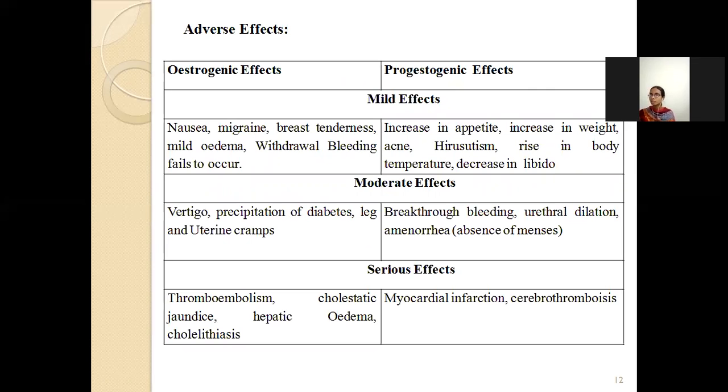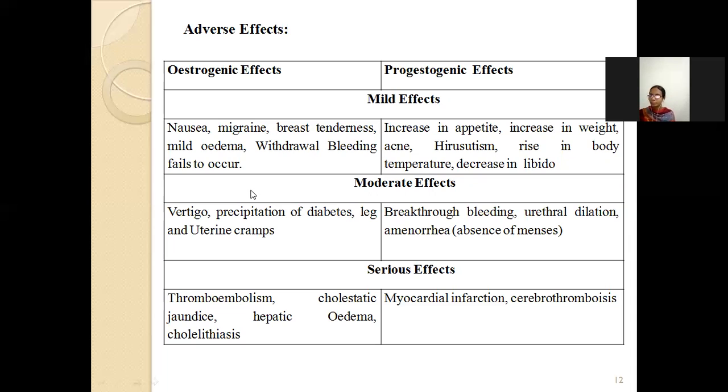So what are the adverse effects in case of the estrogen effects and in case of the progesterone effects? There are mild effects, moderate effects, and serious effects. Let's see mild effects in estrogen: nausea, migraine, breast tenderness, mild edema, and withdrawal bleeding fails to occur. In case of progesterone, increased appetite, meaning hunger levels will increase, weight gain, and body temperature will increase. These are the effects we can see with progesterone.